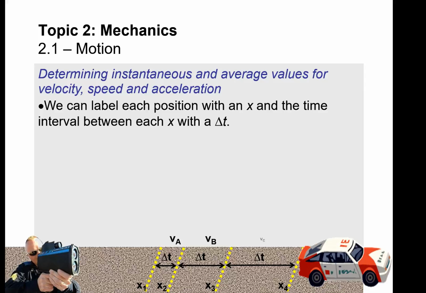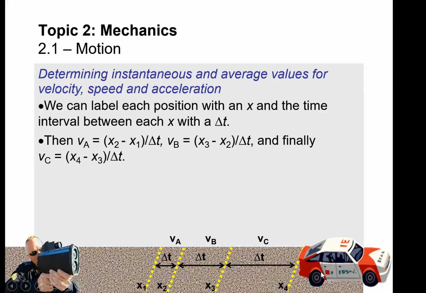We're assuming this. Then the car is going to have an average velocity, VA, VB, and VC inside of these intervals. And VA is (X2 minus X1) over time. VB is going to be (X3 minus X2) over time. And VC is going to be (X4 minus X3) over time. So these are just displacement over time for the velocity.